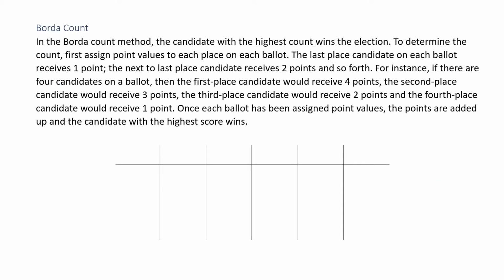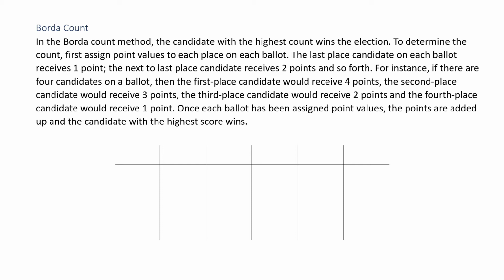criterion. Borda count. In the Borda count method, the candidate with the highest count wins the election. To determine the count, we first assign point values to each place on the ballot. The last place candidate on each ballot receives 1 point. The next to the last place candidate receives 2 points, and so forth. For instance, if there are 4 candidates on a ballot, then the first place candidate would receive 4 points. The second place candidate, 3 points. The third place candidate, 2 points. And the fourth place candidate would receive 1 point.